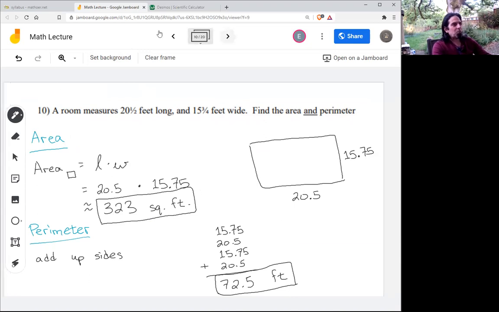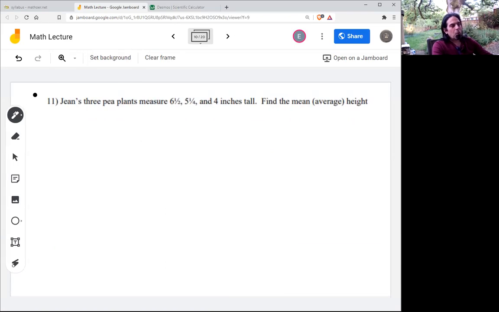Okay, we're almost done. There was one more word problem on that. Three plants measure 6.5, 5.25, and 4 inches tall. Find the mean, the average height. We haven't talked about averages yet. That's later in the term, but you've probably seen them earlier in your lives.